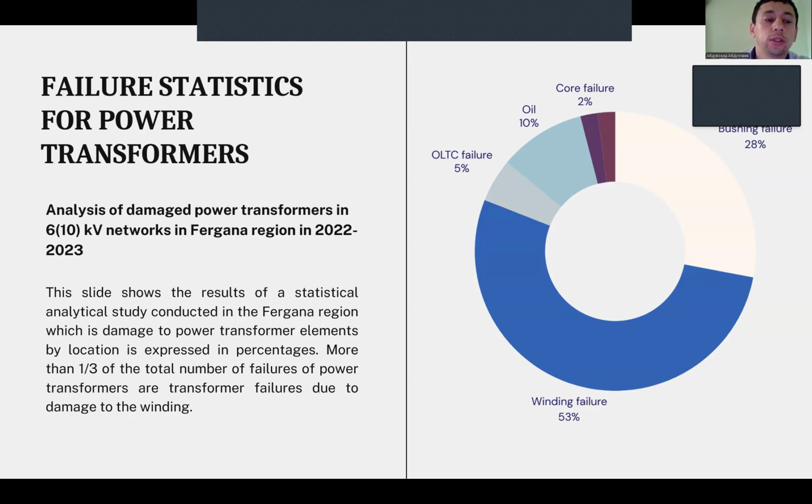This slide shows analysis of damage for transformers in 10 kV networks in Fergana region in 2022 and 2023. This slide shows the result of a statistical analytical study conducted in Fergana region, which is damage to power transformer elements by location expressed in percentage. More than one third of the total number of failures of power transformers are due to damage to the winding.